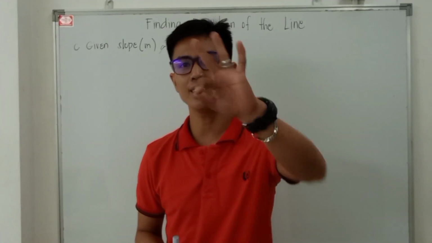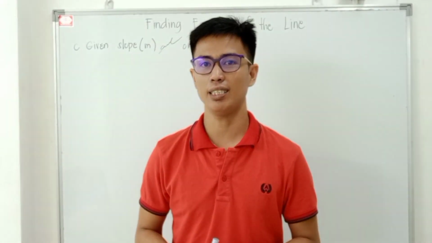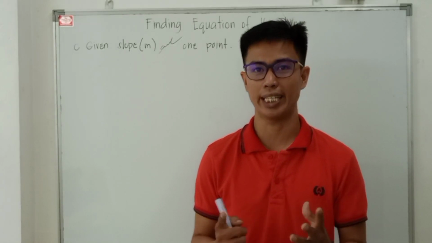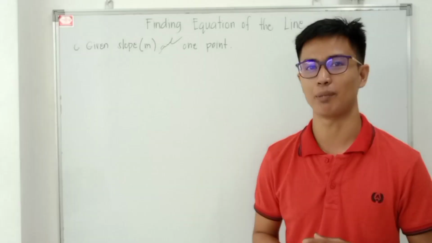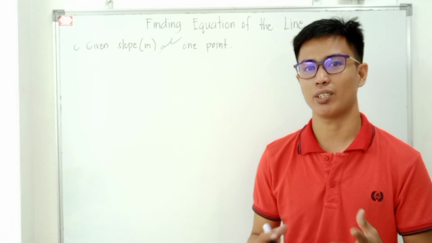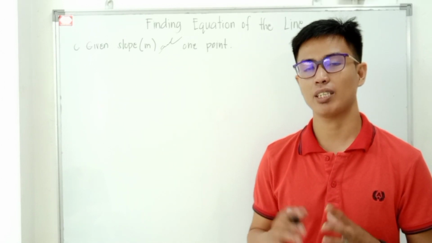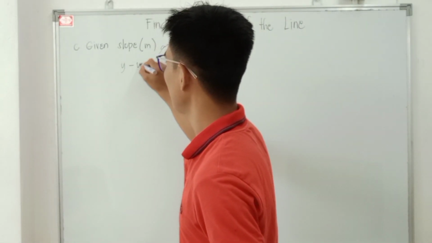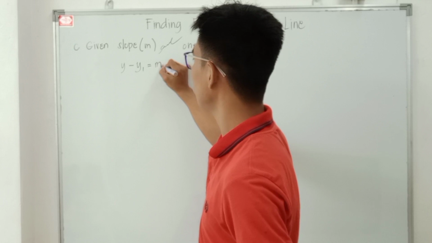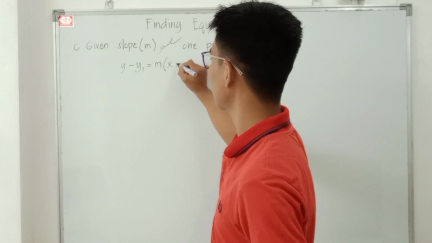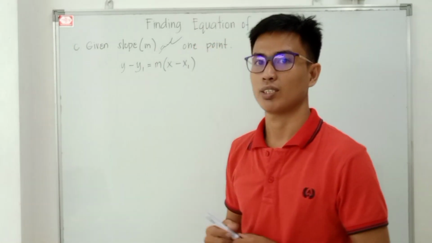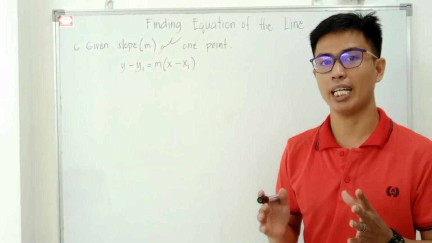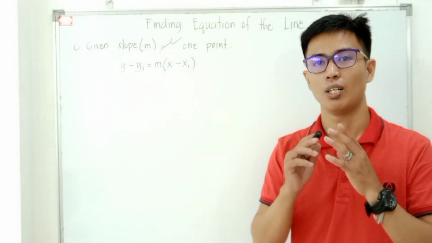Okay, so for the third condition, kapag ang given naman ay ang slope at 1 point. So paano natin hahanapin ang equation ng line kung ang given natin ay slope at 1 point? So in determining the line or finding the equation of the line, given the slope and 1 point, we use the formula y minus y sub 1 equals m, which is the slope, times x minus x sub 1. So yan po yung gagamitin nating formula kapag tayo ay hahanap ng equation given yung slope at 1 point.